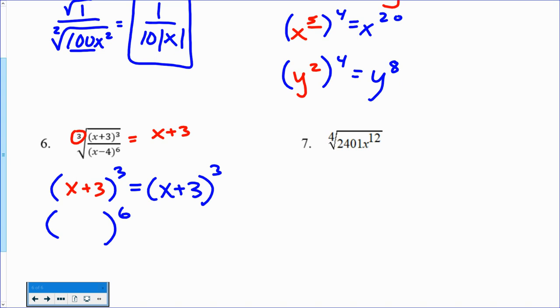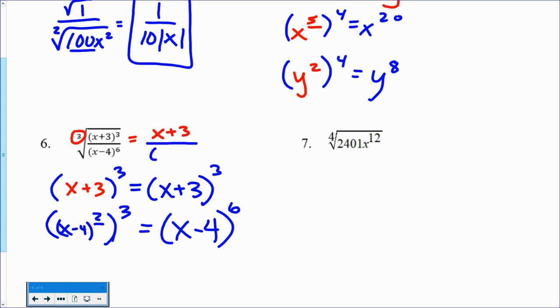And then you're looking for what to the 6th power gives you x minus 4 to the 6th power. What to the 3rd power? Well, if my base is x minus 4, you're going to need an x minus 4. You're just figuring out what exponent goes on x minus 4. Well, that would be a 2, because 2 times 3. You don't actually need to square it.